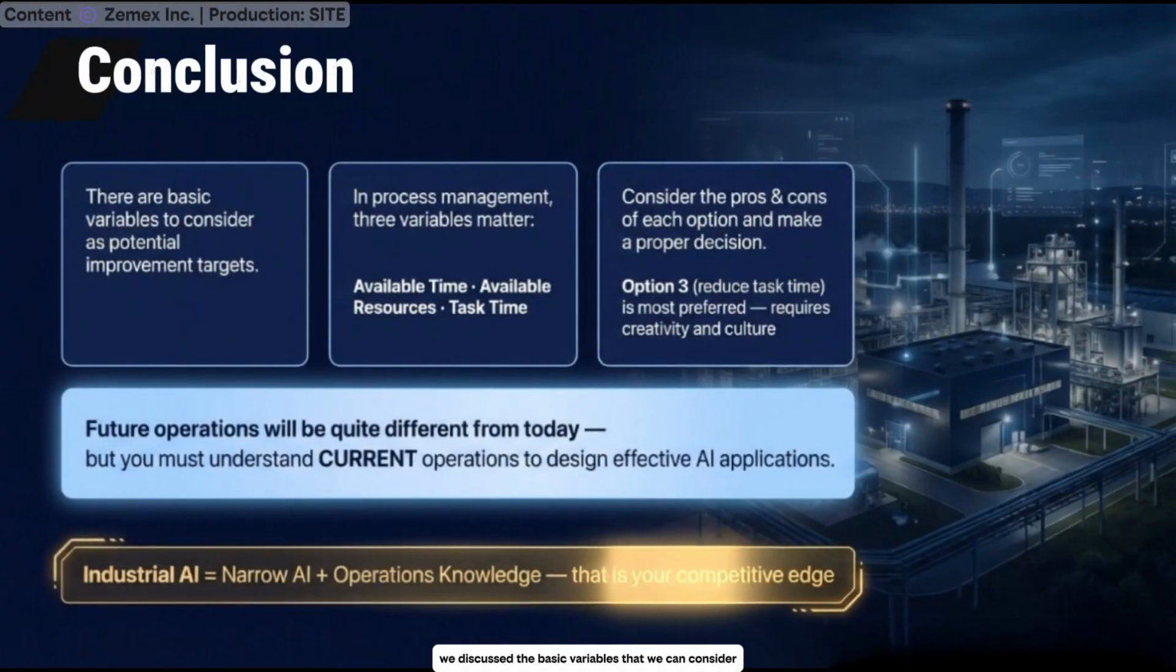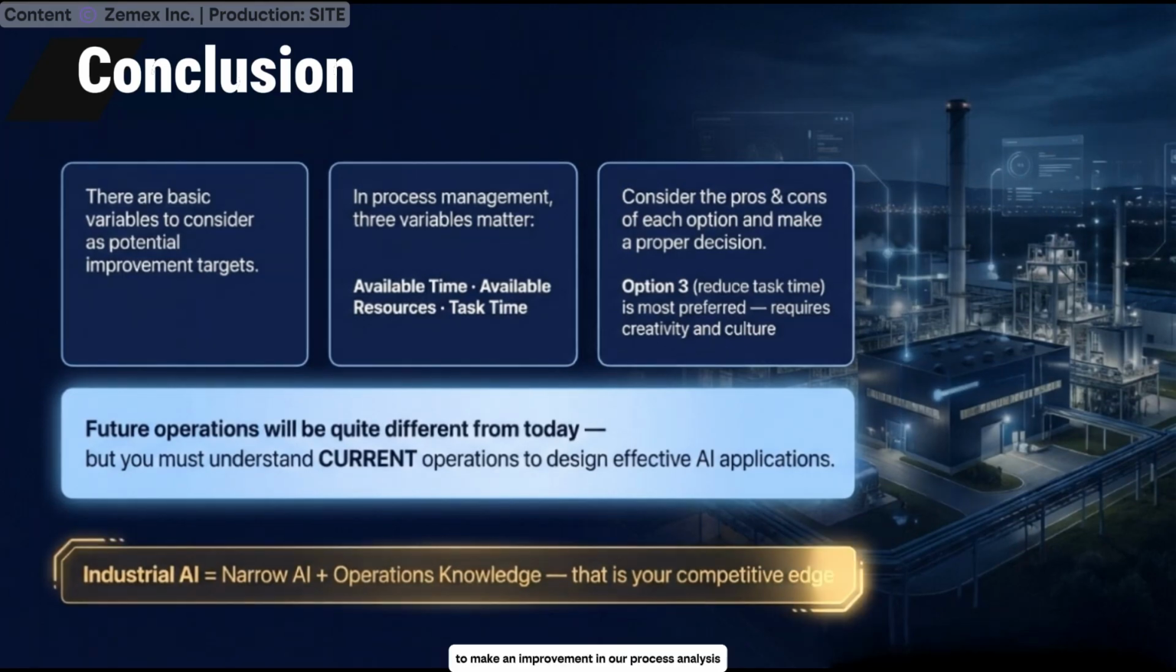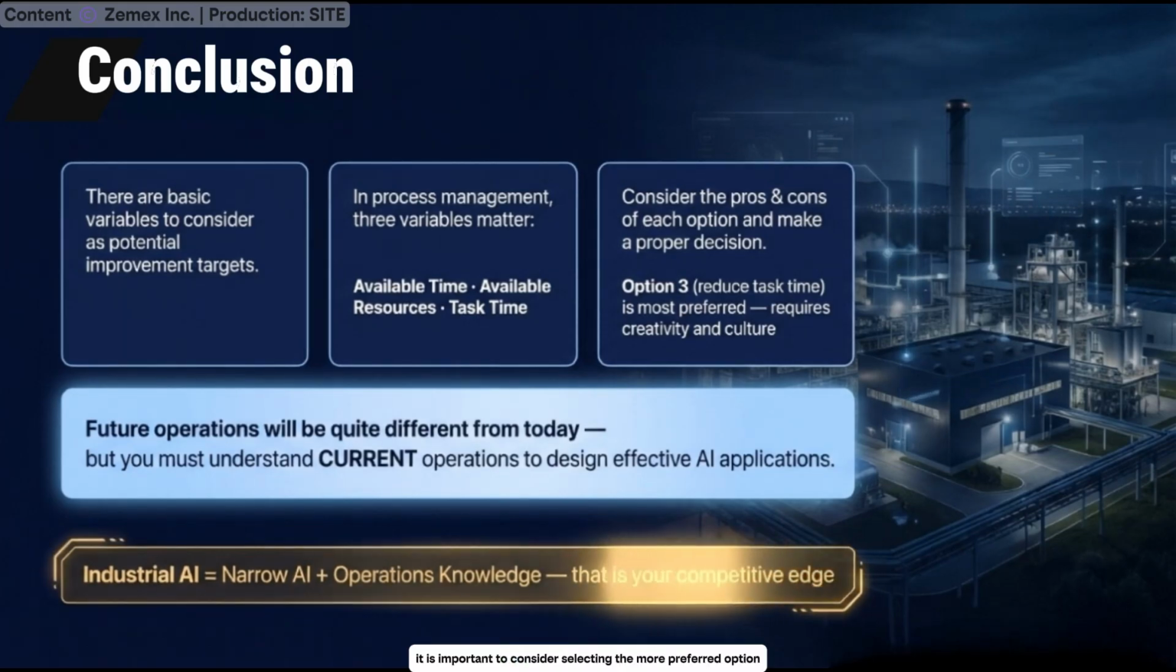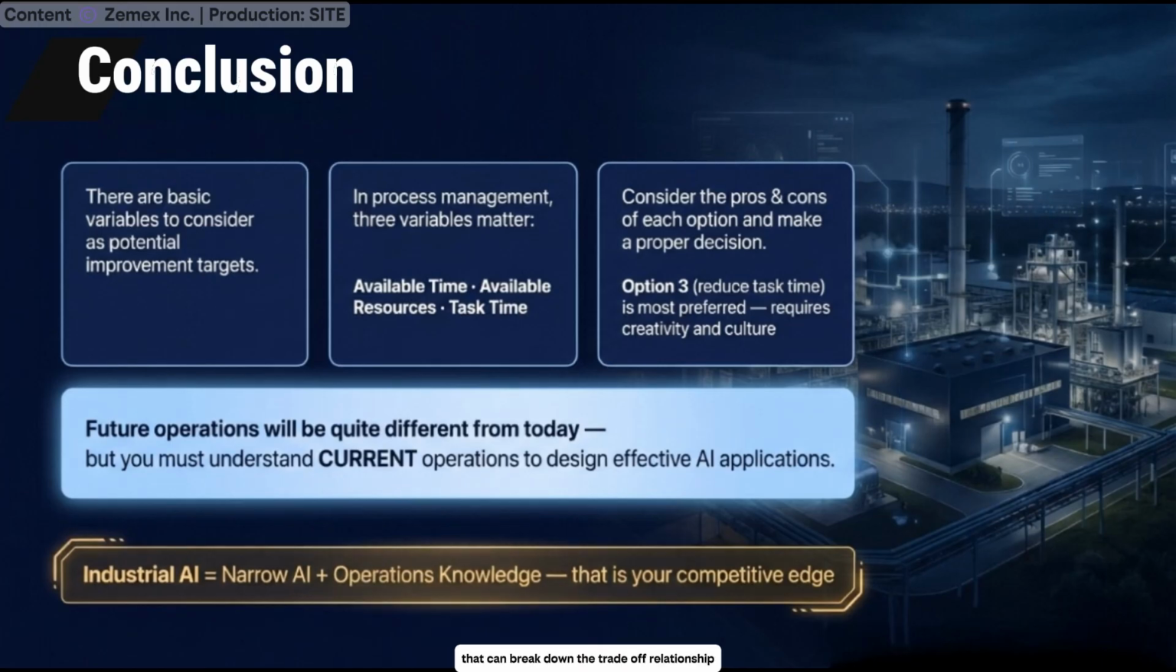We discussed the basic variables that we can consider to make an improvement. In our process analysis, we had 3 variables: available time, available resources, and task time. Depending on the situation, you may want to choose a different variable to make an improvement. However, it is important to consider selecting the more preferred option that can break down the trade-off relationship and still create innovation. We also need to understand that future operations will be quite different from how we work today.